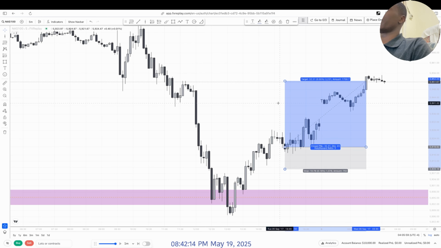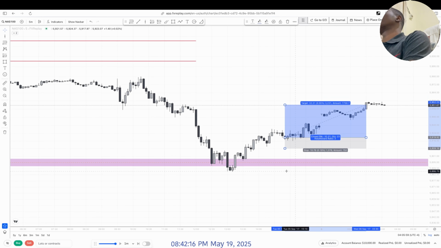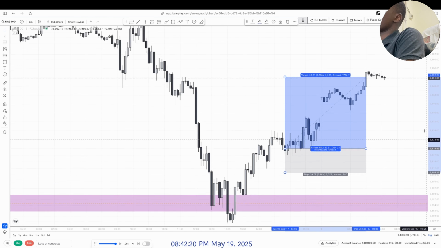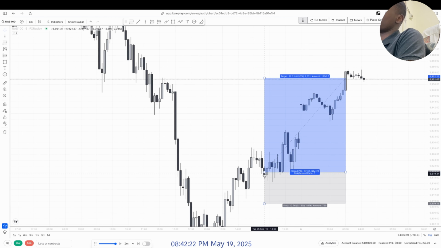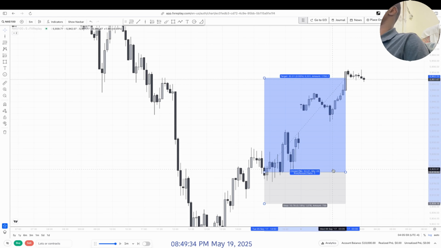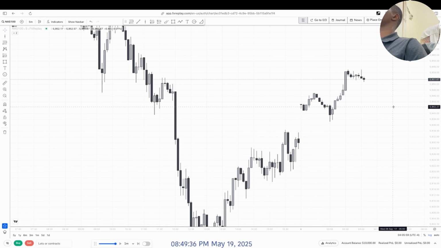Let's look for other trades where it looks like we are about to form some kind of market maker buy model, so let's keep looking at it. So let's look for other trades. I guess I downloaded this one.